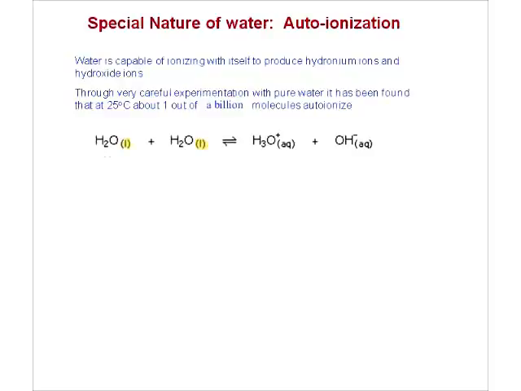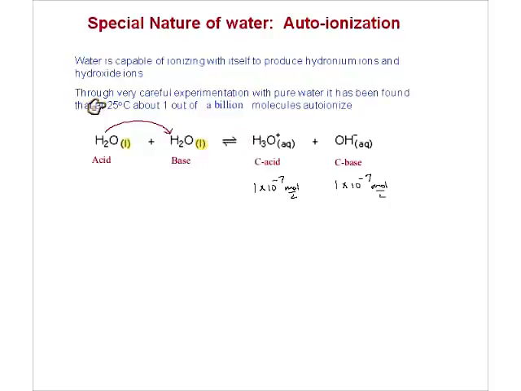In this case, we can see that we have two water molecules here. One is going to donate its hydrogen and act as an acid, while the other one is going to accept that hydrogen and act as a base. So we refer to this as the auto-ionization of water. And what we end up seeing, of course, is the production of H3O plus and OH minus. We would refer to the H3O plus as the conjugate acid, and the OH minus would be the conjugate base.